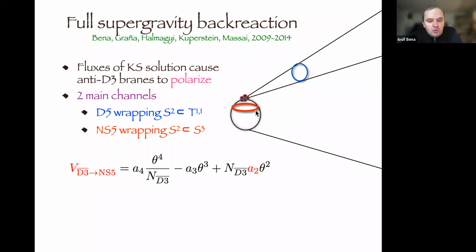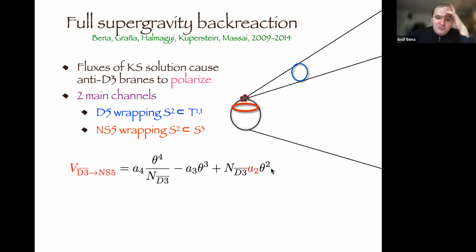It's a complicated piece of technology, but it's well known. It's a good piece of holographic technology. If you calculate the potential for the anti-D3 branes to polarize into NS5s, what you find is that if you just ignore back reaction, you find the fourth order term and the cubic term. This is the naive potential. But if you look at the back reaction, you find that there should also be a quadratic term.